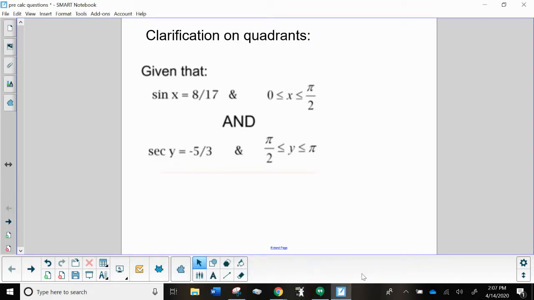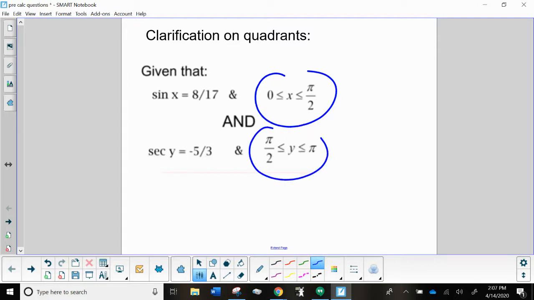These intervals are telling you what quadrant you need to make your triangle in. So you've got to think back to the unit circle and your flat angles. We start at 0 or 0 pi. Pi over 2 is here, pi, and 3 pi over 2.